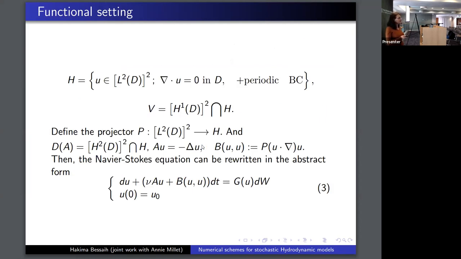For Navier-Stokes, the functional setting, very quickly, is that we have the space H, which is endowed with the L2 norm, and the space V, which is endowed with the H1 norm. These are the typical spaces for incompressible Navier-Stokes. Inside you have divergence equal to zero plus the periodic boundary. I will rewrite everything in an abstract form, where the operator A is the Stokes operator and B is the nonlinear operator. Navier-Stokes in abstract form is written as du + ν Au + B(u,u) dt = G(u) dW, where the viscosity ν is a constant coefficient, strictly positive, by the way.